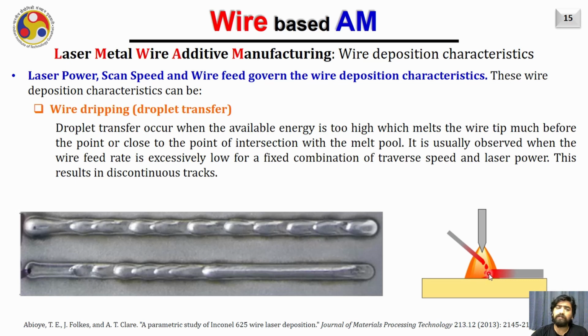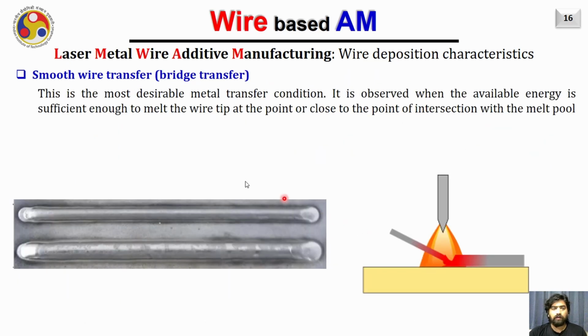Due to that, sometimes discontinuous tracks are obtained, as you are seeing here in this diagram. So whenever you use the laser metal wire additive manufacturing system and obtain this type of bead, you can easily predict that your wire feed speed is too low and you may further increase it.